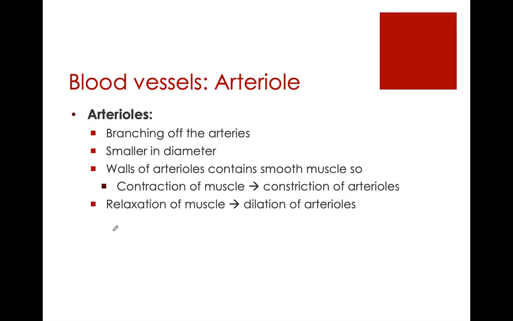So the smaller branching of the arteries are referred to as arterioles, which basically means little arteries. These are smaller in diameter, which makes sense. They do have smooth muscle in the walls, which means they can contract or relax. When they contract, the blood vessels constrict and their diameter becomes small. And when the smooth muscle relaxes, the blood vessels dilate or open up. These are essential in controlling your blood pressure.